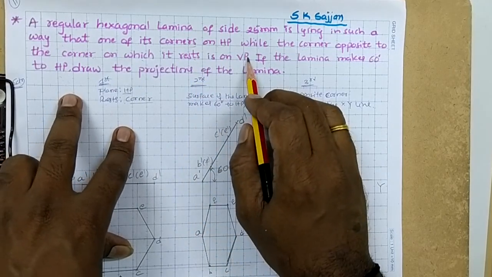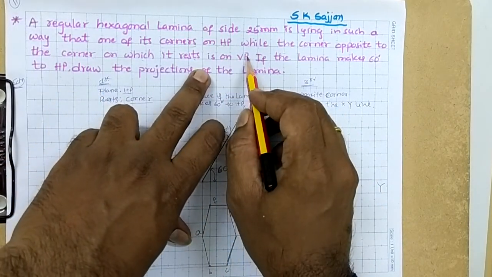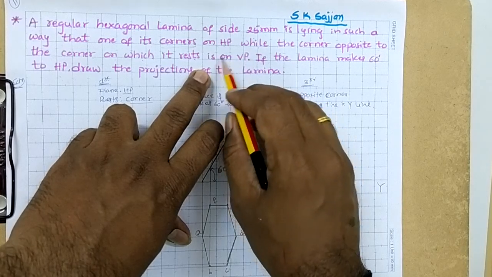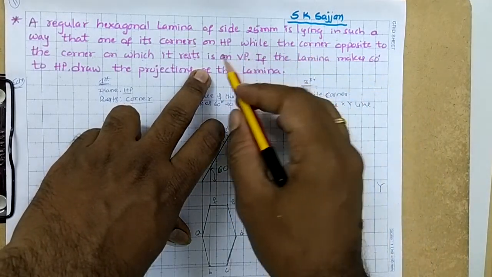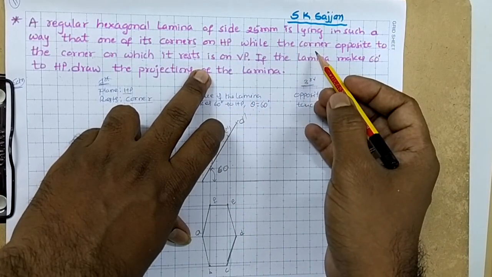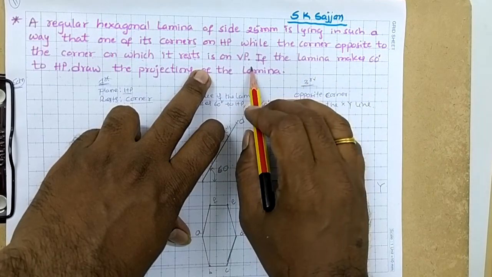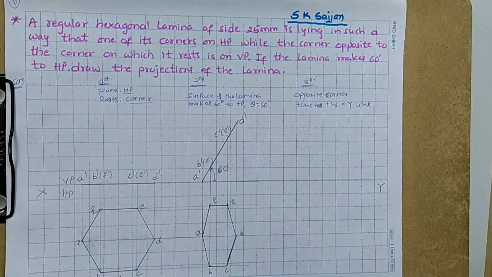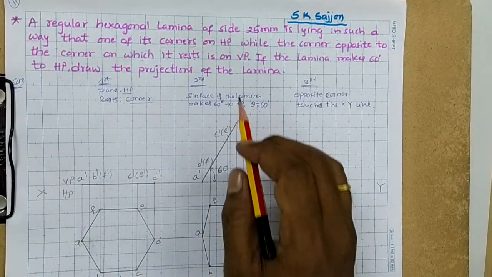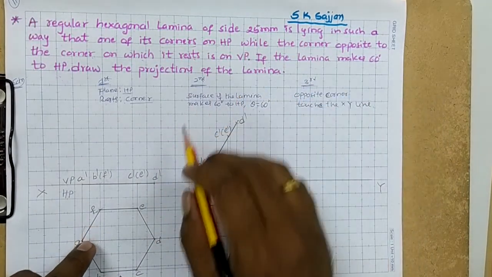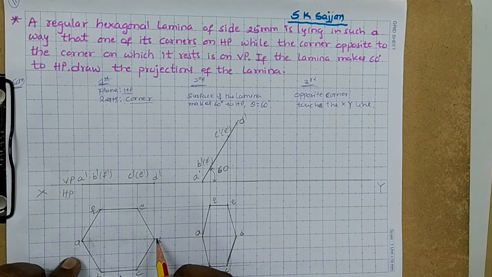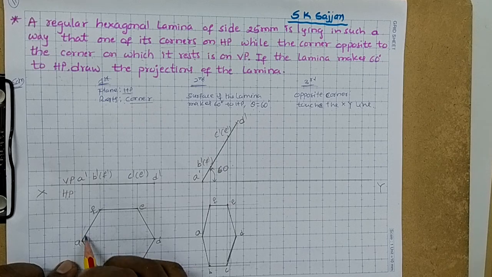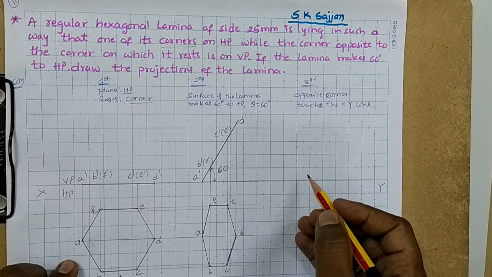is on VP, is in VP, is in HP and VP, touches VP and HP. The meaning should be same. That is nothing but touches the XY line. Okay, here which corner touches the XY line? The corner opposite to the corner on which it rests, that means the corner D opposite to the corner A on which the lamina rests. That is nothing but D touches the XY line.